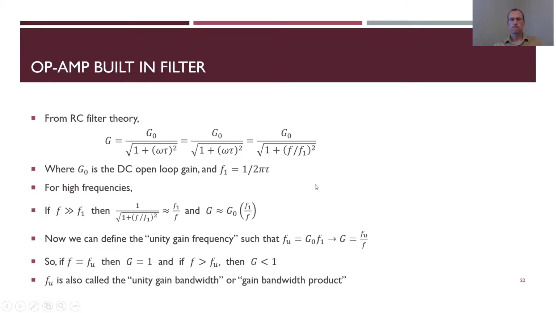So G in this case is my unity gain frequency over the frequency. So if my frequency coming in is the unity gain frequency, my AC gain is 1. If F is bigger than that, my AC gain is less than 1. If F is lower than that, my gain is bigger than 1. If F is much, much smaller than FU, then my gain is close to G0. So FU is also called the unity gain bandwidth, or the gain bandwidth product.